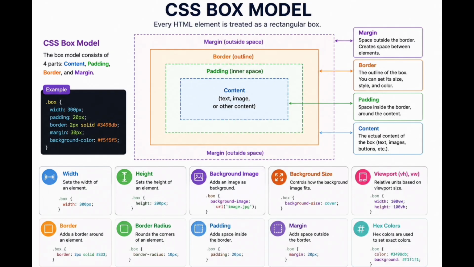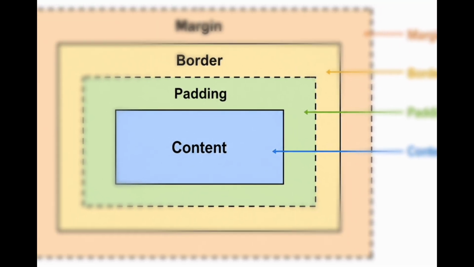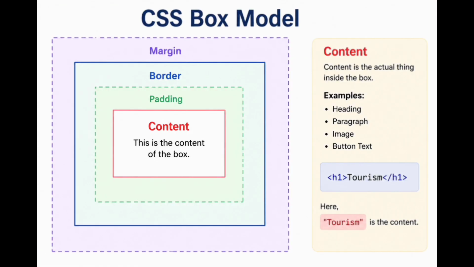Let us see the box model. Every HTML element is like a box. For example, a button, heading, image or a div is treated as a box by the browser. That box has 4 parts: content, padding, border, margin. The first one is content. Content is the actual thing inside the box, for example, heading, paragraph, images, button. Here, tourism is the content.